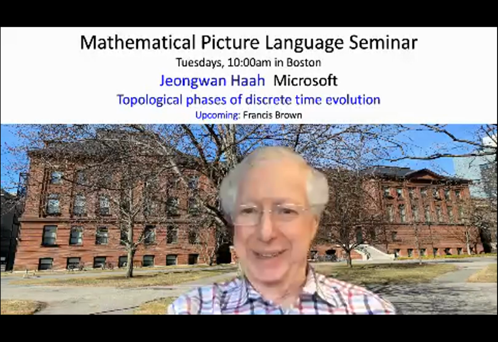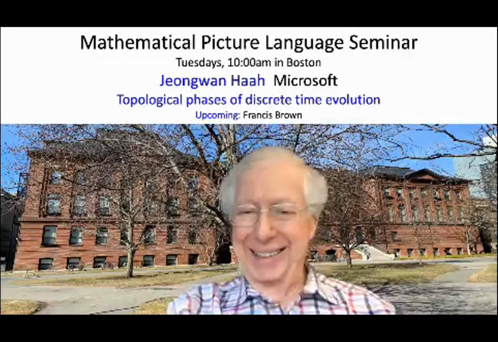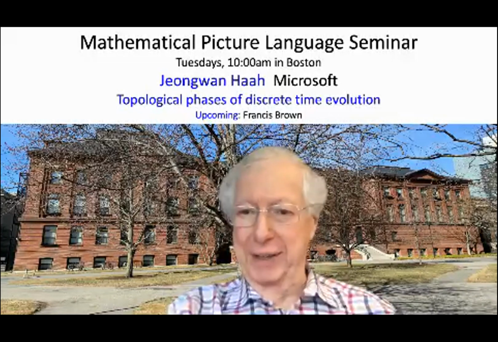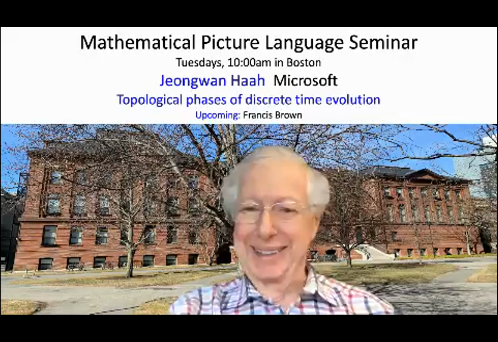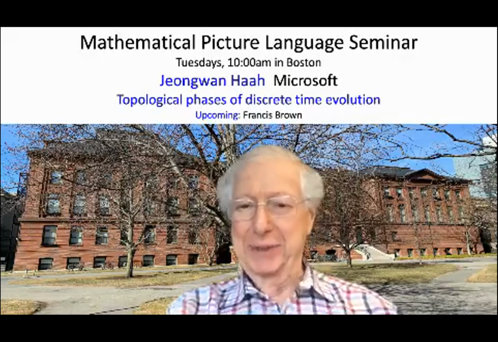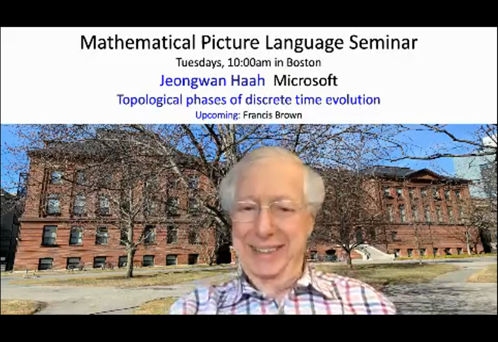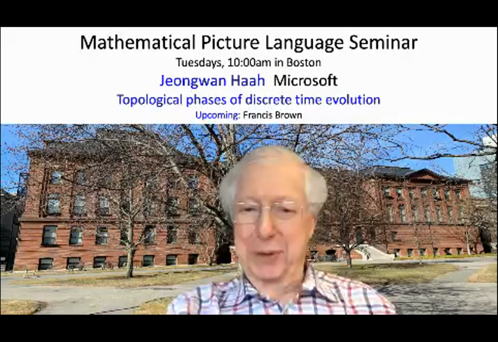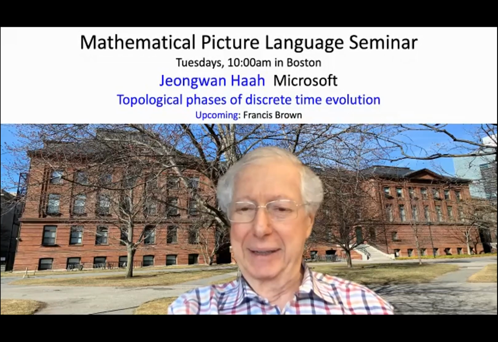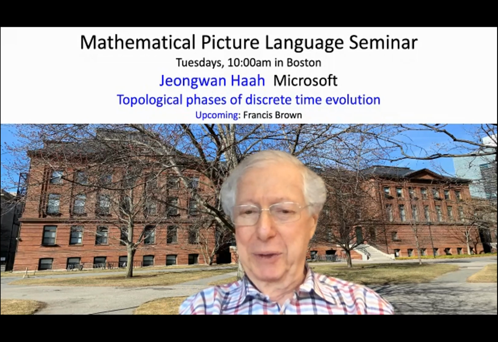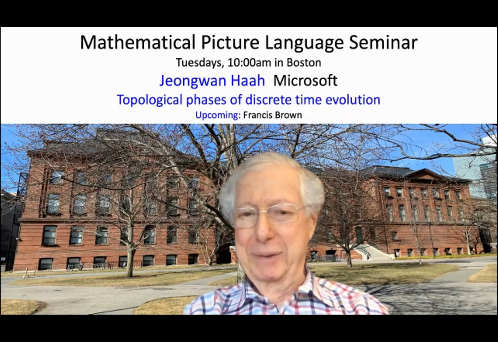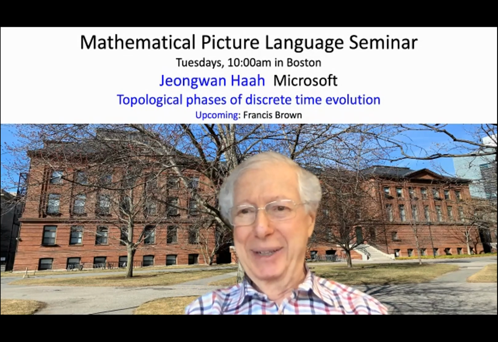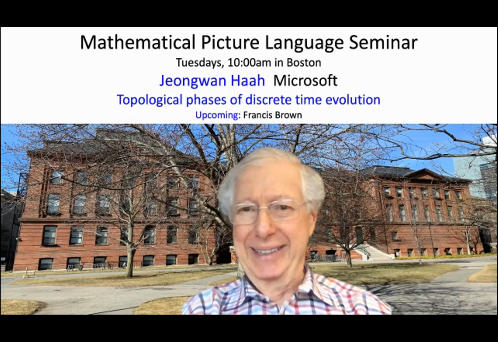Today, we're very pleased to have Jeongwan Haah. He's going to tell us about topological phases of discrete time evolution. Jeongwan was a student in Seoul at the National University, graduate student of John Preskill at Caltech, spent 3 years, 2013 to 16 at MIT, and then joined Microsoft, where he's one of the young stars in quantum information. We've heard about the Haah codes, which are related to fracton models, but today we're going to hear about something new. So Jeongwan, why don't you share your screen?